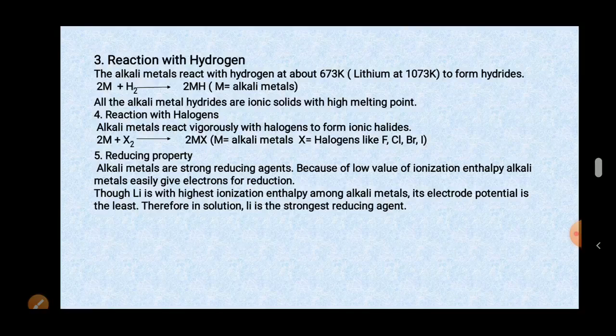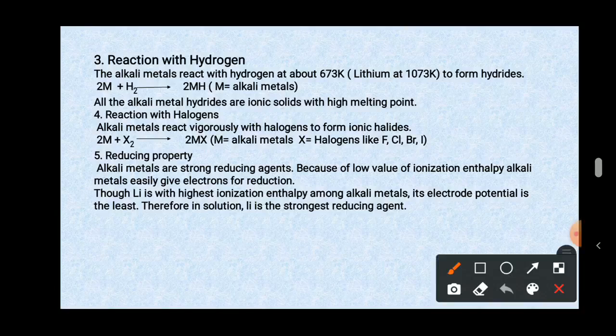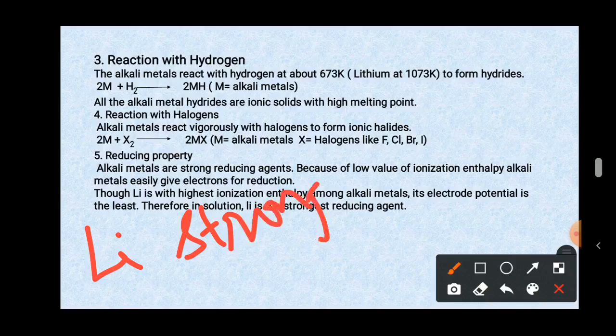Based on that concept, if you move from top to bottom, cesium has to be the strongest reducing agent, but it does not happen like that. Cesium is not the strongest reducing agent. Lithium is the strongest reducing agent. This is a very important question: which one is the strongest reducing agent among the alkali metals?